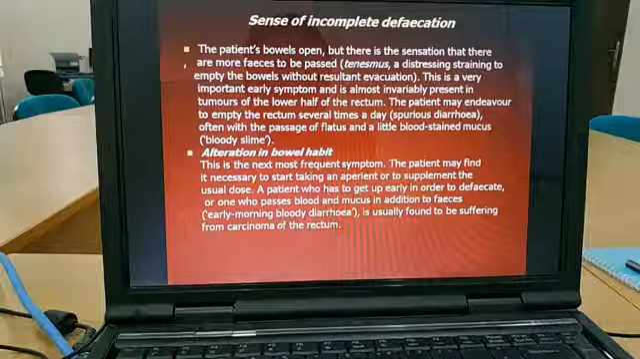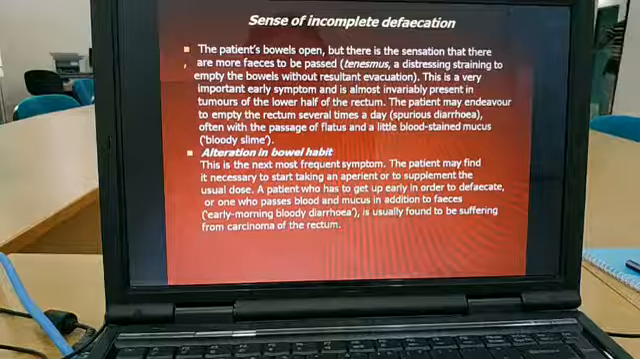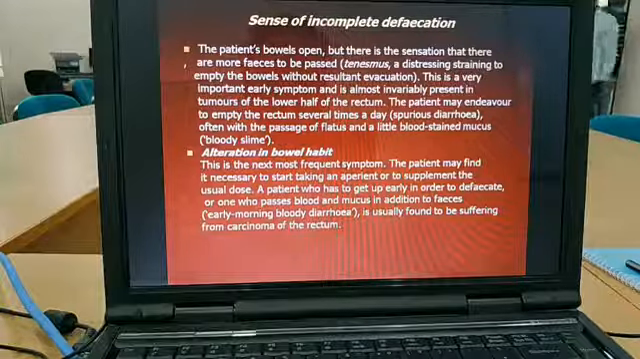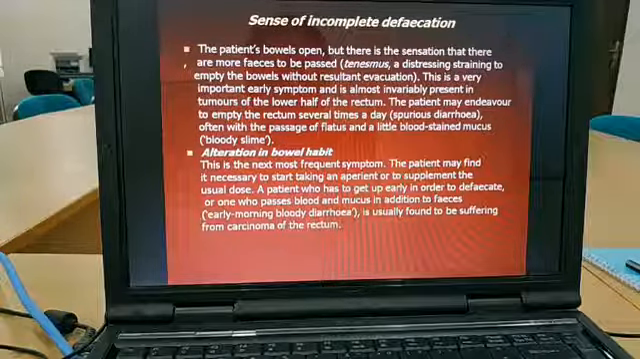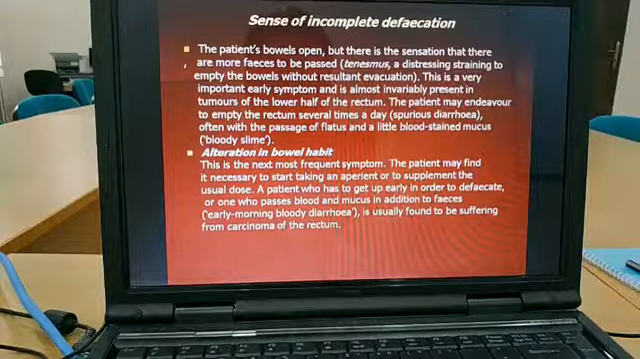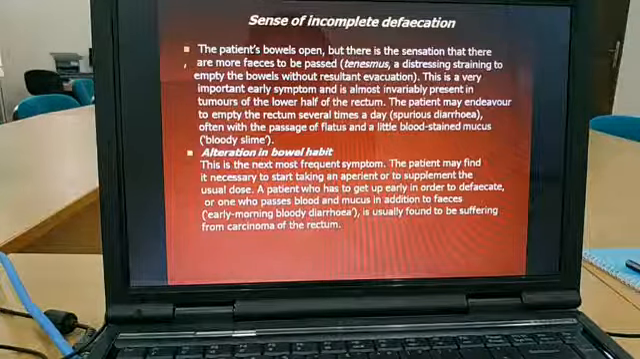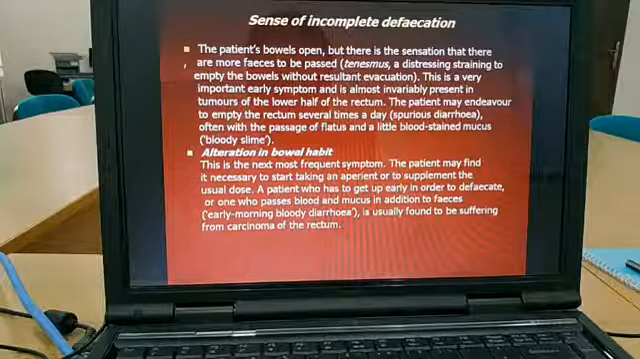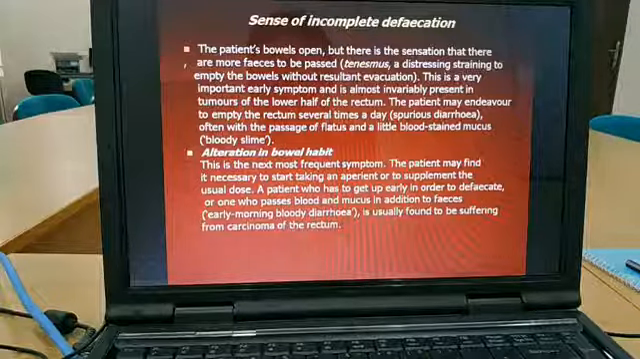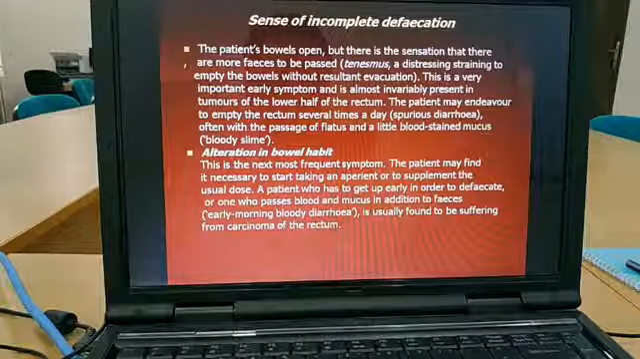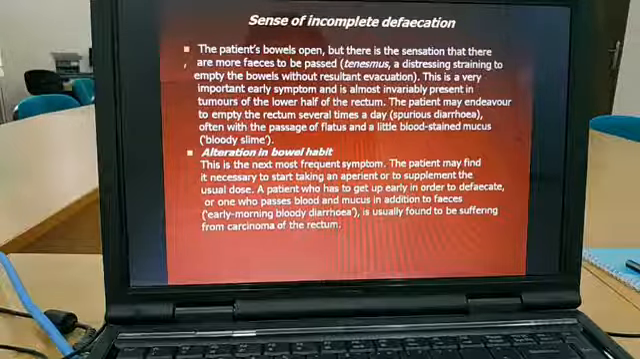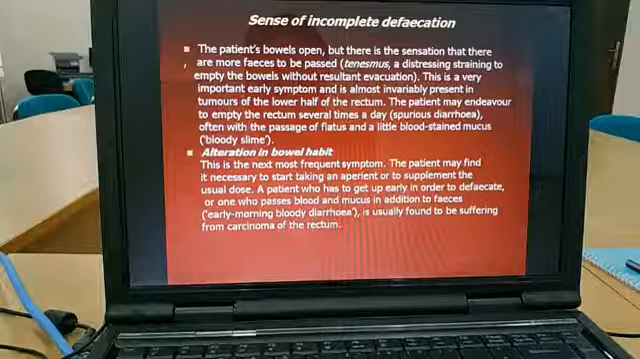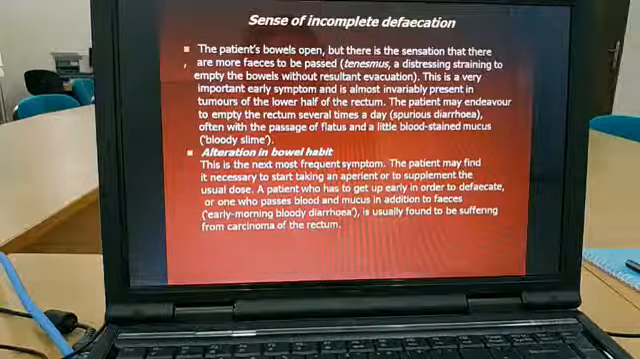So this is called tenesmus, and that is painful. And sense of incomplete evacuation means that after defecation, the patient will again go to the toilet or washroom. This is a very important early symptom, and is almost invariably present in tumors of the lower half of the rectum. The patient may endeavor to empty the rectum several times a day. There is a term called spurious diarrhea, often with the passage of flatus and a little blood-stained mucus, that is, bloody slime.